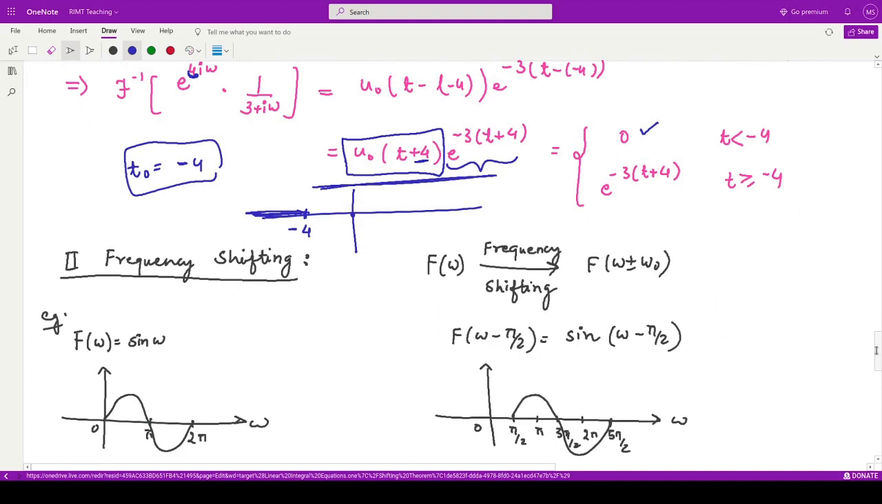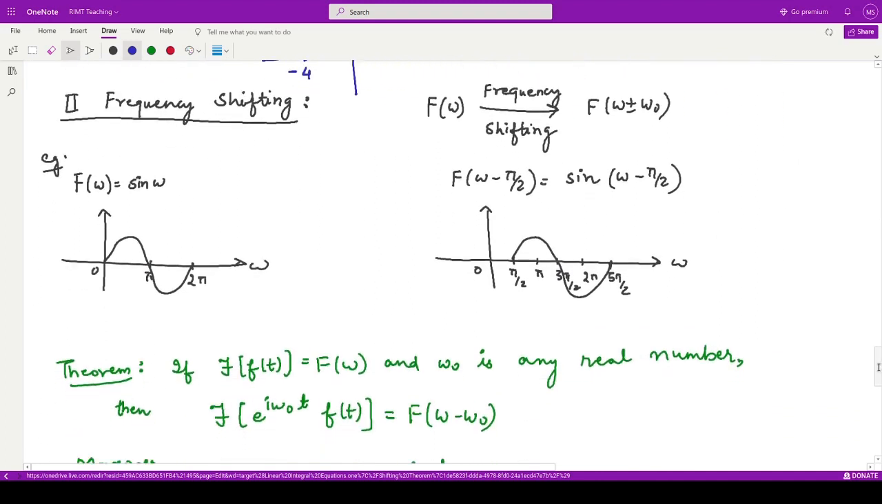Next, let us discuss the frequency shifting property. In the frequency shifting property, we have F of omega, and when we apply the shifting operator onto it, we would have something like F of omega plus minus omega naught. So here, suppose we have this function sine of omega. You know how to draw its graph. If the graph is drawn like this, and now I shift this graph to the right hand side by pi by 2 units, our graph now becomes sine of omega minus pi by 2. So the whole graph has now been shifted towards the right by pi by 2 units. So this is the frequency shifting.